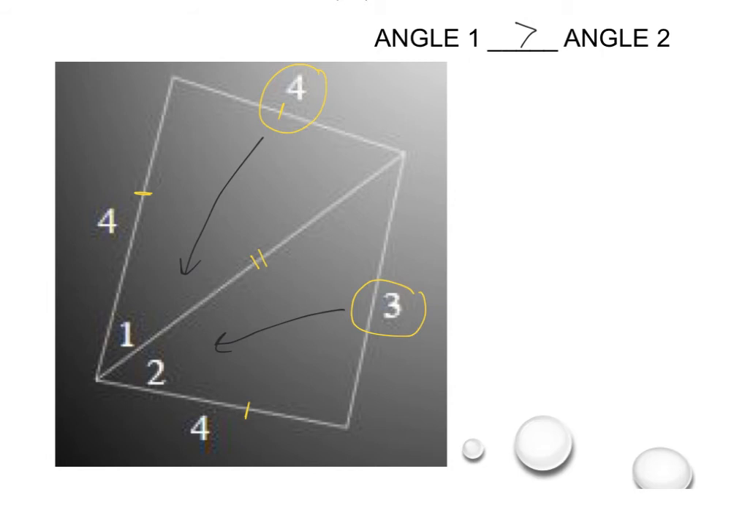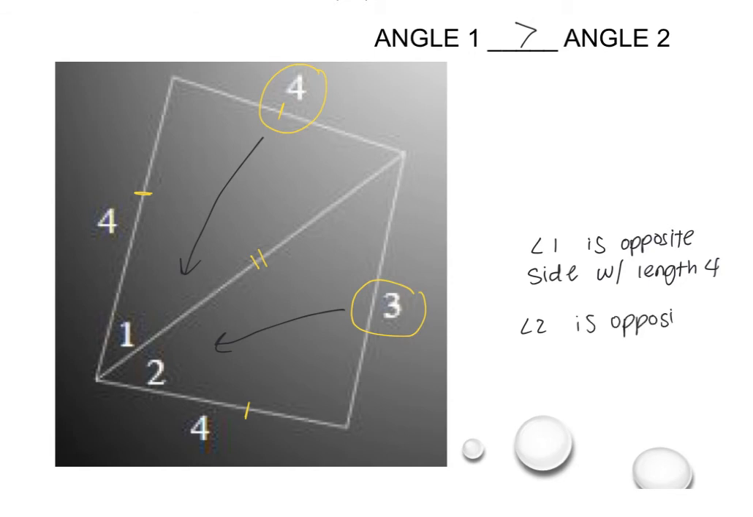The side across from angle 1 is bigger than the side across from angle 2. So just write down here that angle 1 is opposite side with length 4, and angle 2 is opposite side with length 3. Okay?